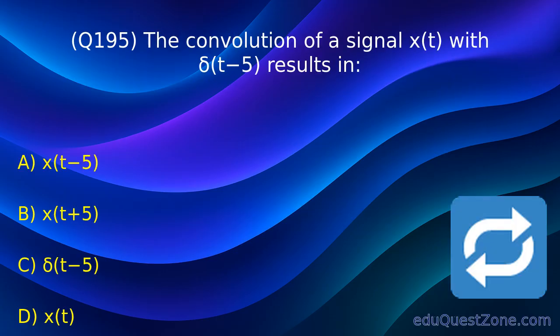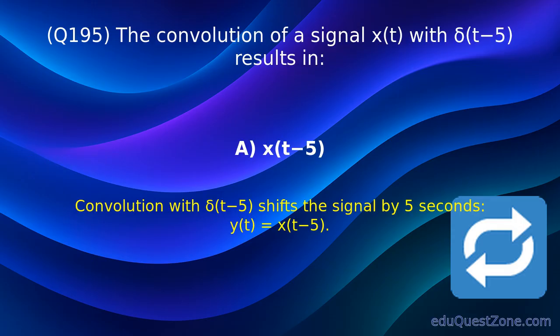Question 195. The convolution of a signal x of t with delta of t-5 results in... Option A, x of t-5. Convolution with delta of t minus 5 shifts signal by 5 seconds.